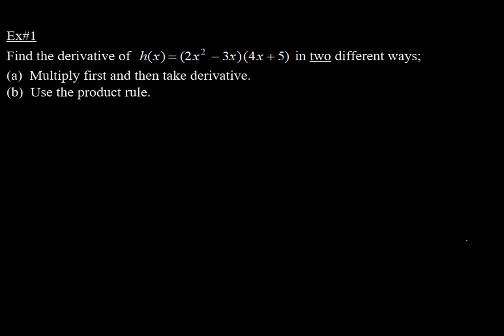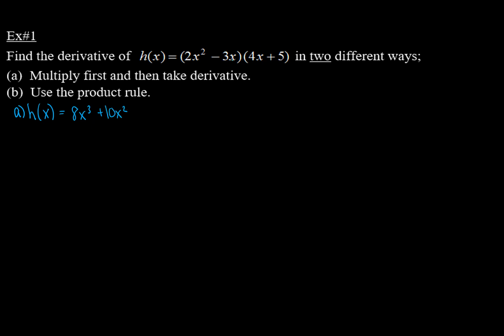So let's find this derivative of h of x. We're going to try it in two ways. First, we're going to multiply and then take the derivative. And then next, we're going to find it using the product rule. If I multiply this out, 2x squared times 4x gives me 8x cubed. And then 2x squared times 5 gives me 10x squared.